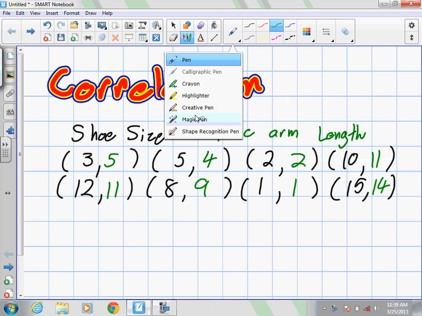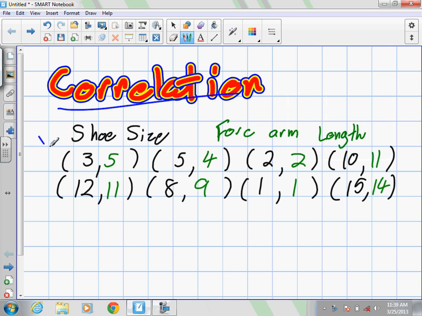Okay, so we're working on correlation, and we've observed some data here. What's written in black is shoe size versus the forearm length of a human being. This is just randomly collected data. We have, what, 8 pieces? What we're going to do is set up a scatter plot because there are 2 variables here.